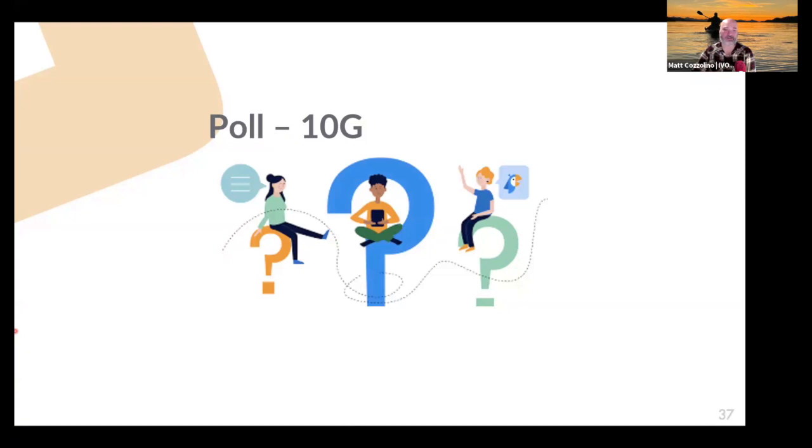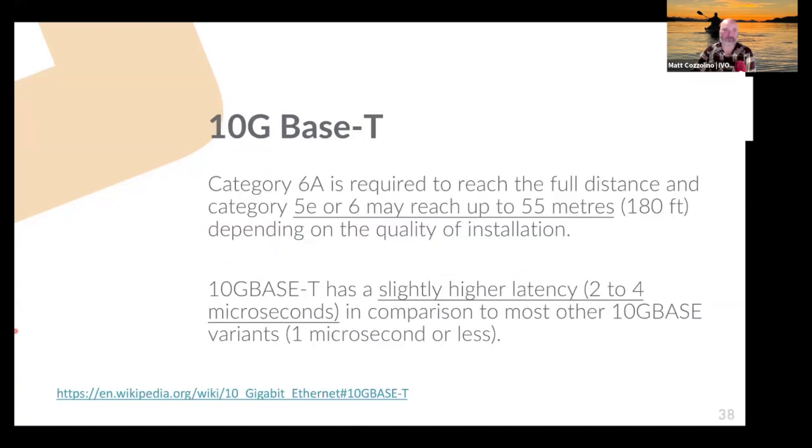So no, all 10 gig is not created equal. Because we have this concept of 10 gig over Ethernet, this UTP that we just took a look at, 10 gig BASE-T has some requirements that are different than 10 gig over everything else.